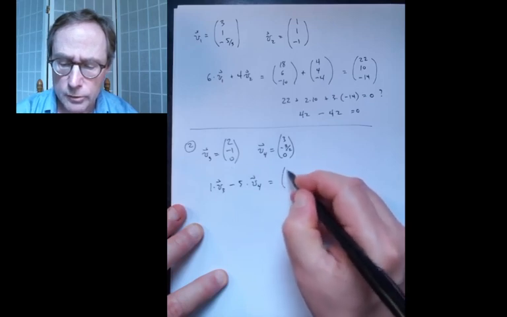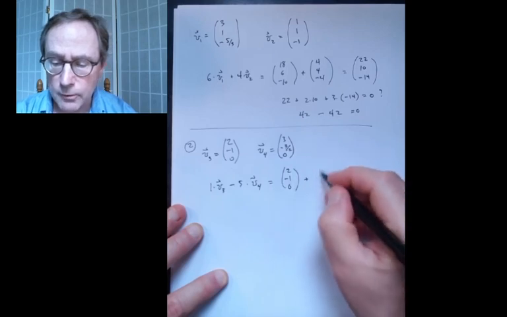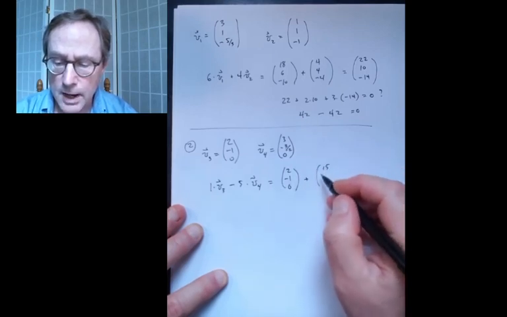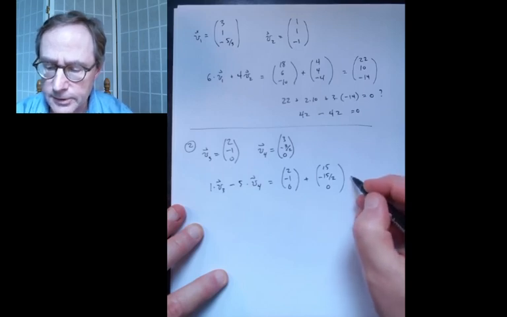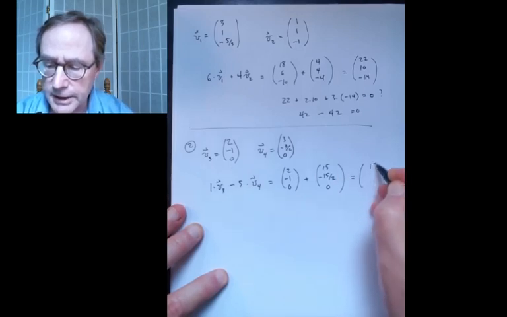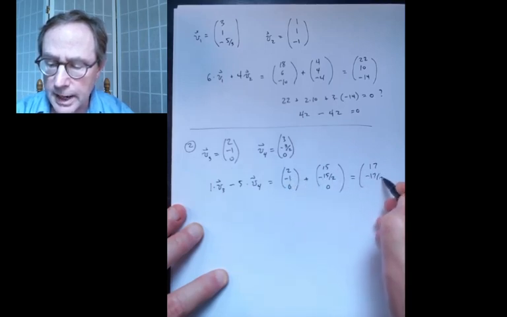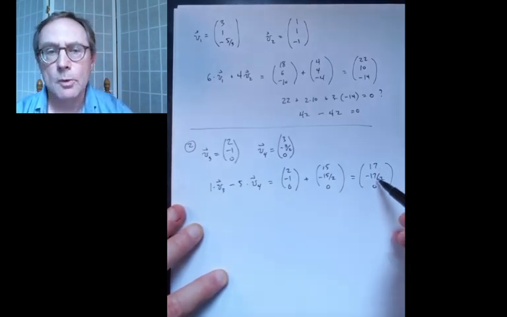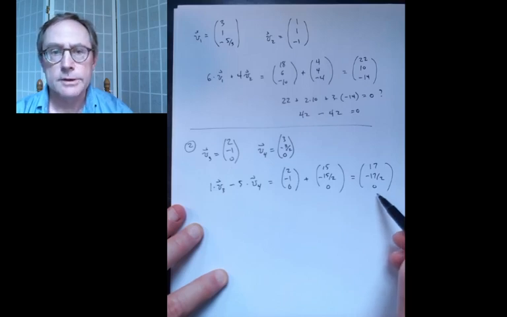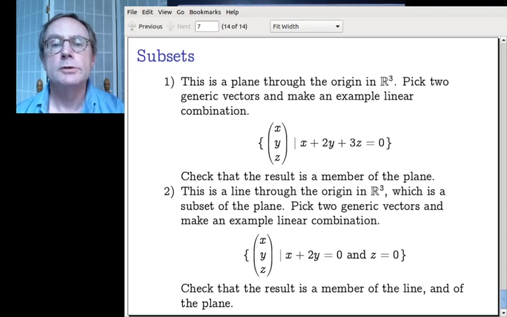So I get 2 minus 1, 0. And then I have to do 5 times v4. 5 times minus 3/2 is minus 15/2, and 0. So that's minus 17/2, and 0. And indeed, a person can see that x plus 2y does indeed make 0, and z is equal to 0. So I do have closure in this particular case.